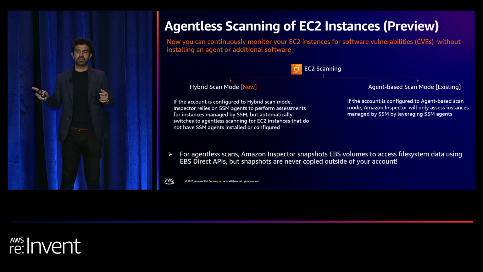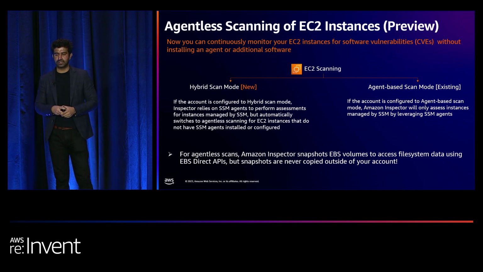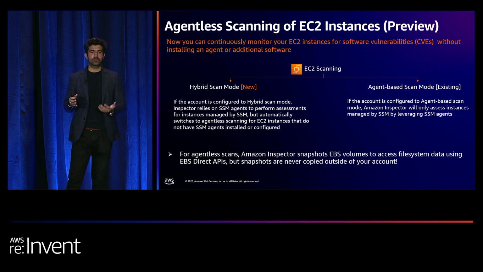And this transition happens automatically. You don't need to do anything. So in case your agent goes out of coverage or for whatever reason it stops working, we will rely on agentless solution. The benefit of this is that at any given time, you get maximum coverage of your EC2 fleet when it comes to vulnerability assessments.